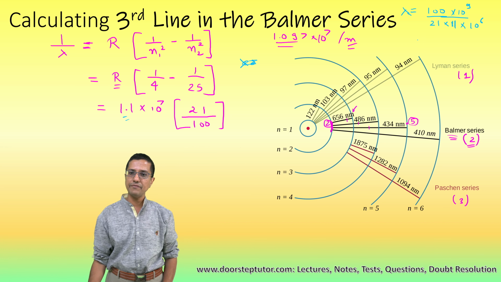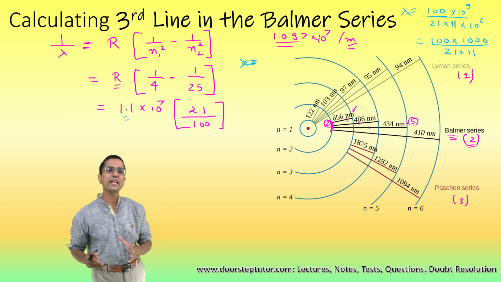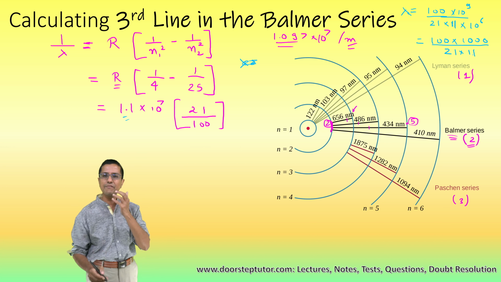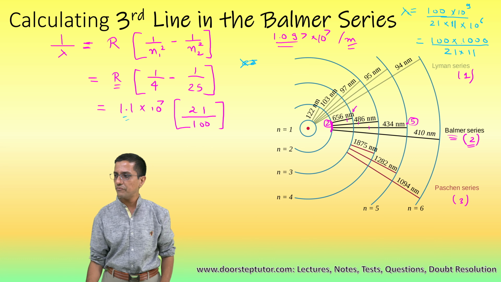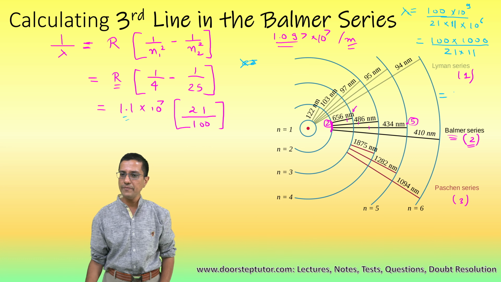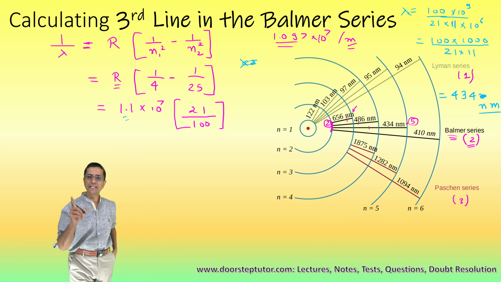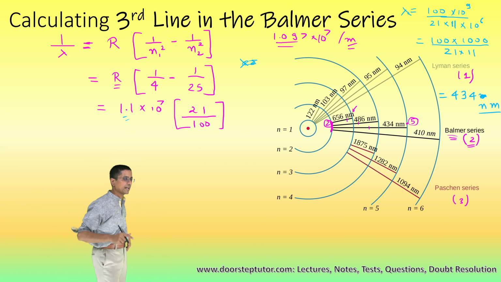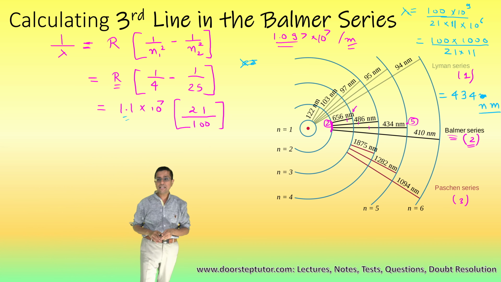If you simplify it a little bit more, this will be 100 into 1000 divided by 21 into 11. From here, we can use the various techniques of approximation and mark the choices. But essentially, if you compute this, it will come out to be 434 nanometers. Why is it in nanometers? Because I did the conversion. I used the factor of 10 raised to power 9 already. So hopefully this numerical is clear.